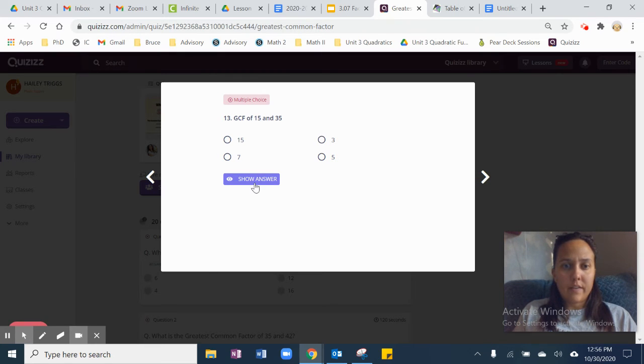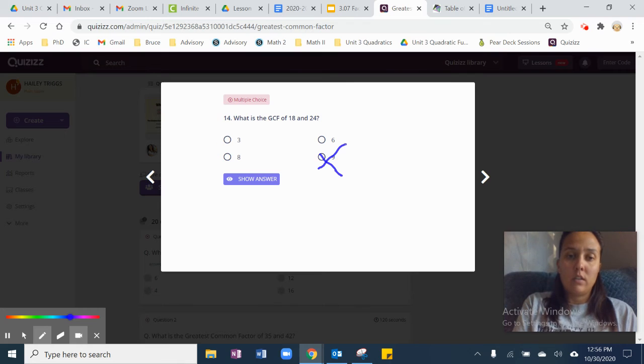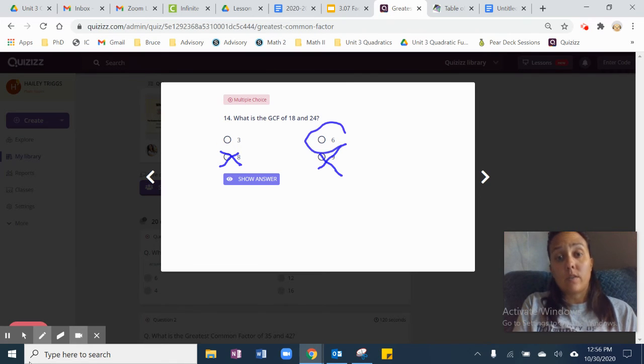15 and 35, the answer would be 5. 18 and 24, well, we can't do 9. 9 doesn't go into 24. 8 doesn't go into 18. 6 goes into both.